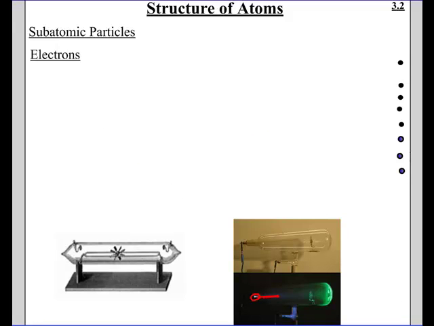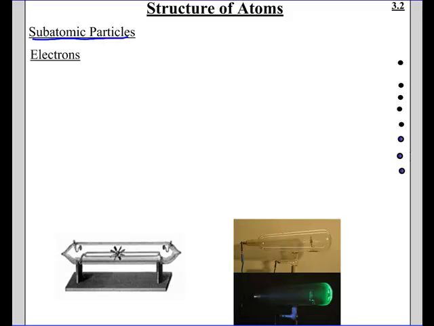Welcome to Chapter 3, Section 2. In our last chapter, we talked about Dalton's atomic theory and some of the laws that have governed the way scientists thought about atoms. And so now let's just imagine along our historical jaunt here, we're about at the 1850s. And this is when scientists started to discover the subatomic particles.